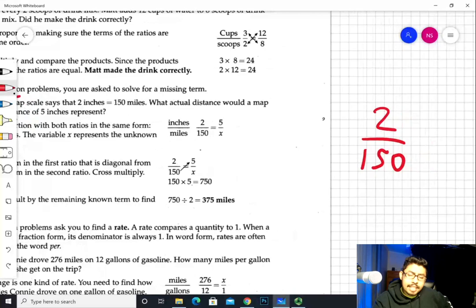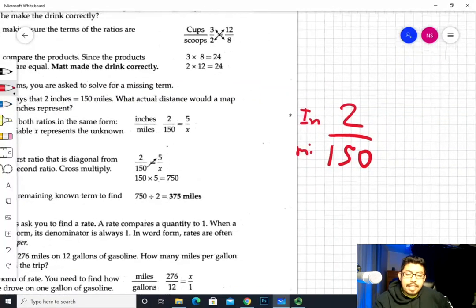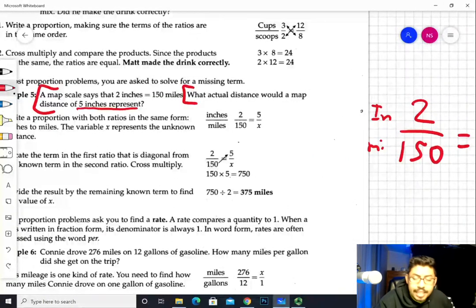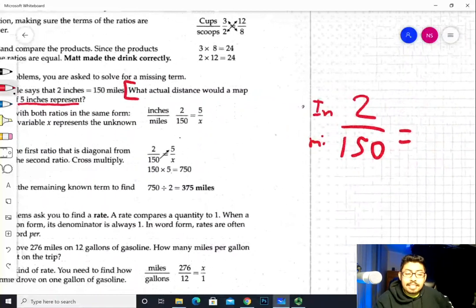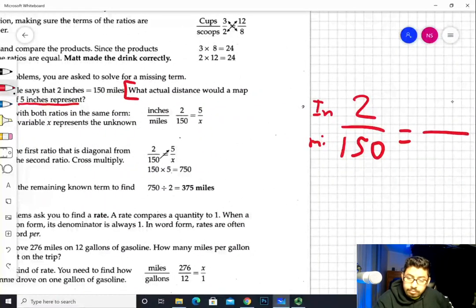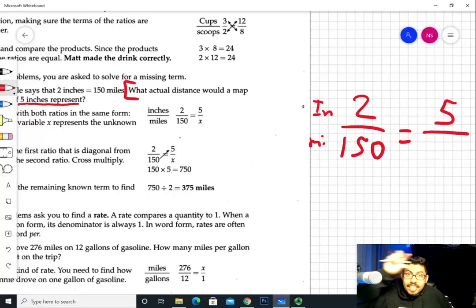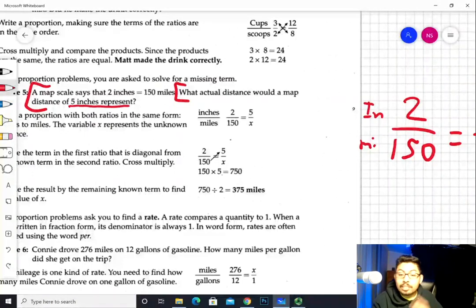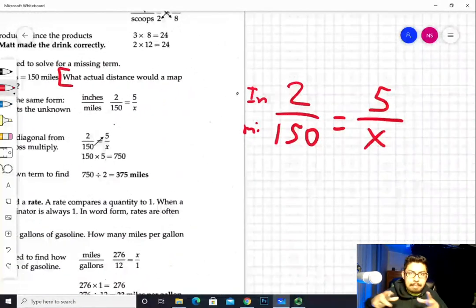What does the 2 represent? Inches. What does the 150 represent? Miles. All right. What do they want to know? They want to know what actual distance would a map distance of 5 inches represent. What does that 5 represent? Inches. So it should go up top to the inches section. What do they want us to find? Is the actual distance, aka the miles, in real life from this map.